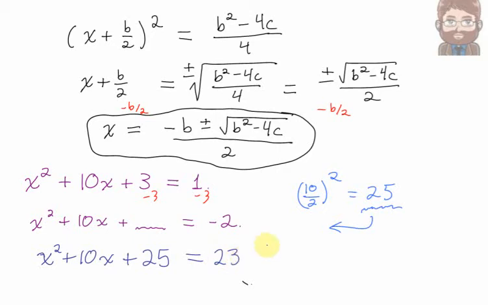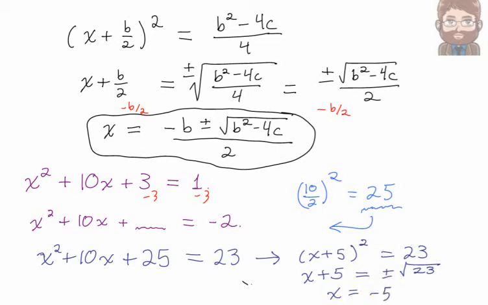We can simplify this. Quantity x plus 5 squared equals 23. Square roots of both sides. x plus 5 is equal to plus or minus radical 23. So x equals negative 5 plus or minus radical 23. So there's an example of completing the square.